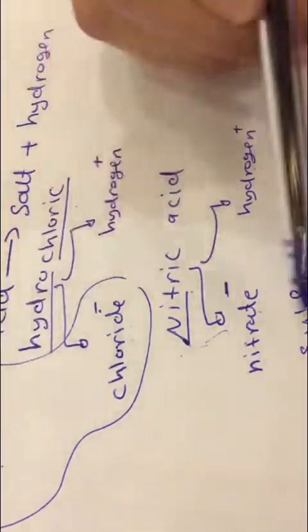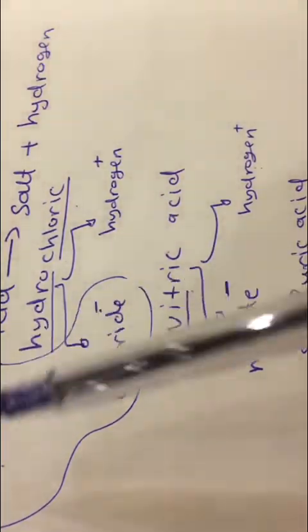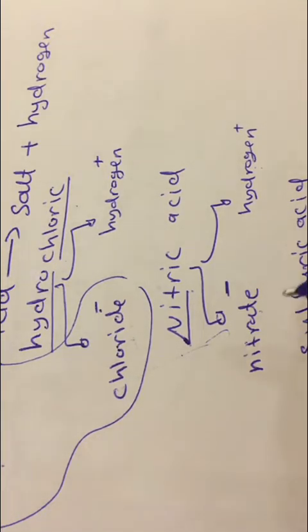So, the reaction would be as the following. If we had any metal reacted with nitric acid, then metal nitrate would be produced plus hydrogen.